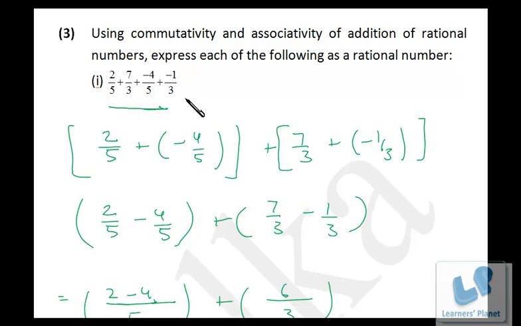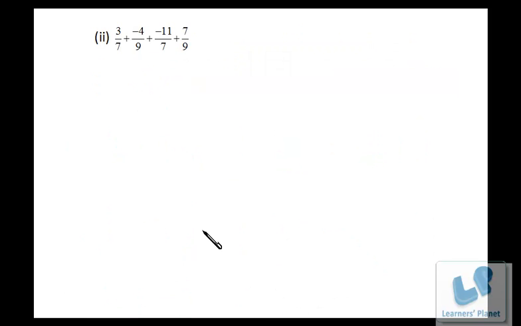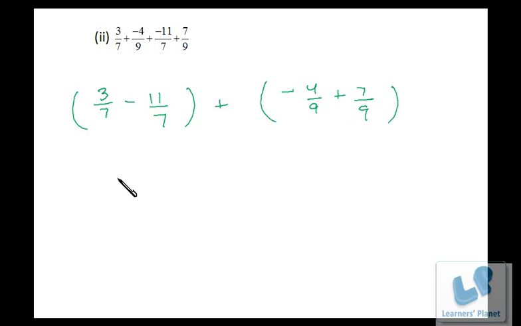Okay, so this is how we can simply solve the problem. Just arrange the numbers which are having the same denominators together, then solve it like this. Okay, I take one more example. Now let's do this problem. We take these two together, 3 by 7 minus 11 by 7 plus these two together, minus 4 by 9 plus 7 by 9. Now the denominator is the same, take it as common, then it is 3 minus 11 plus this is 9, so it's minus 4 plus 7.